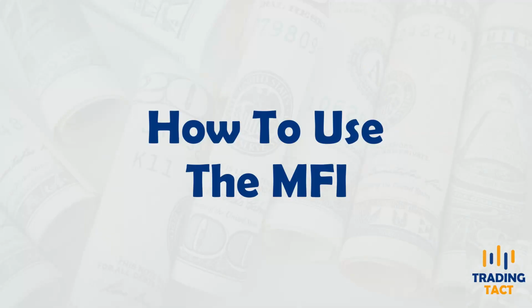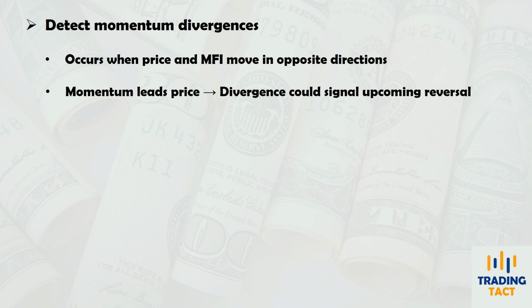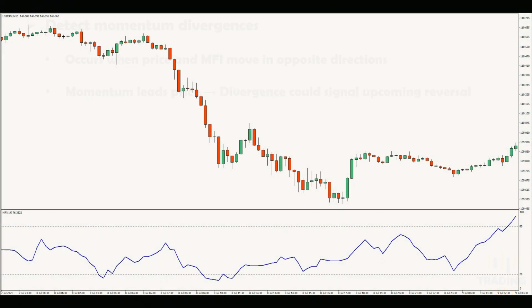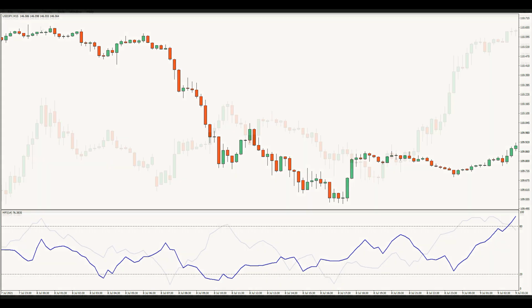The MFI can be used in a similar fashion to other momentum oscillators. One popular approach is to use it to detect momentum divergences, which occur when price and MFI move in opposite directions. Since momentum often leads price, a divergence may indicate an upcoming market reversal. For example, a bullish divergence occurs when prices set lower lows, while the MFI sets higher lows. This could indicate an upcoming bullish reversal.